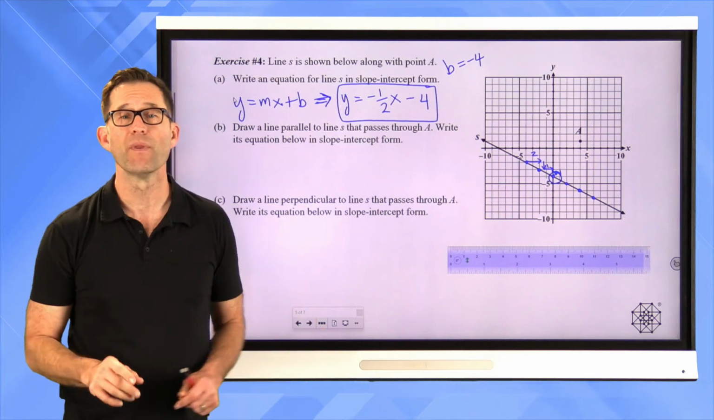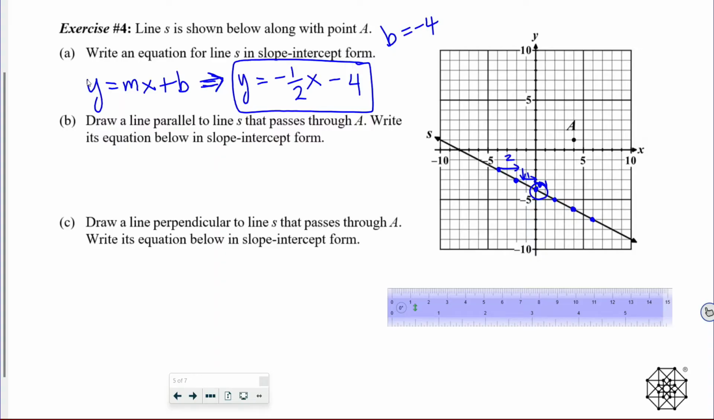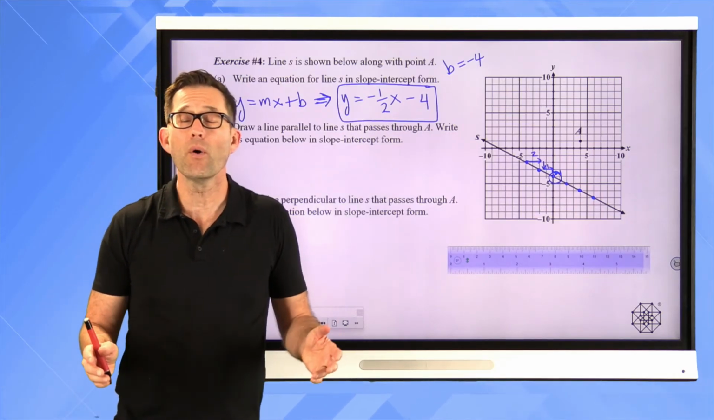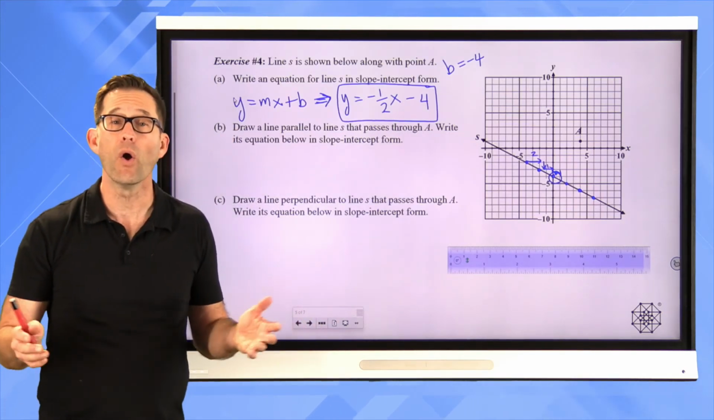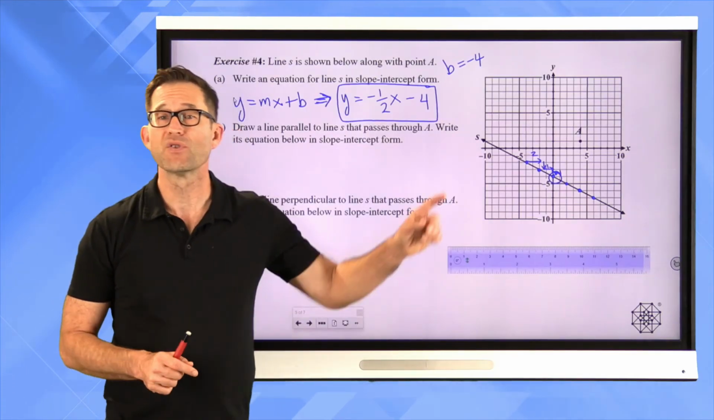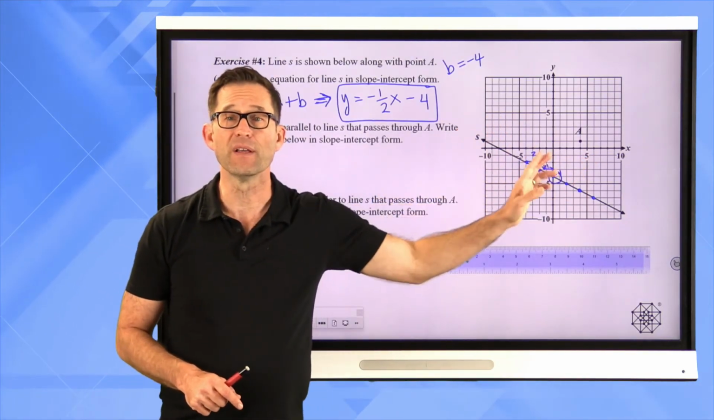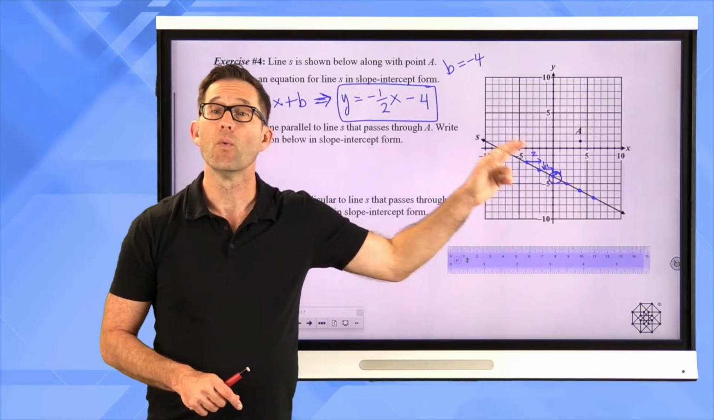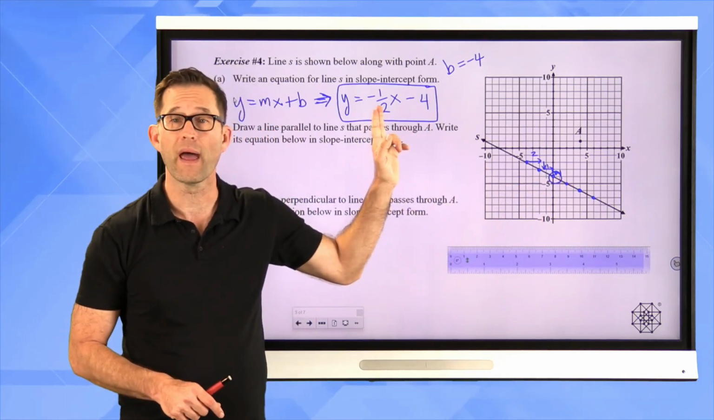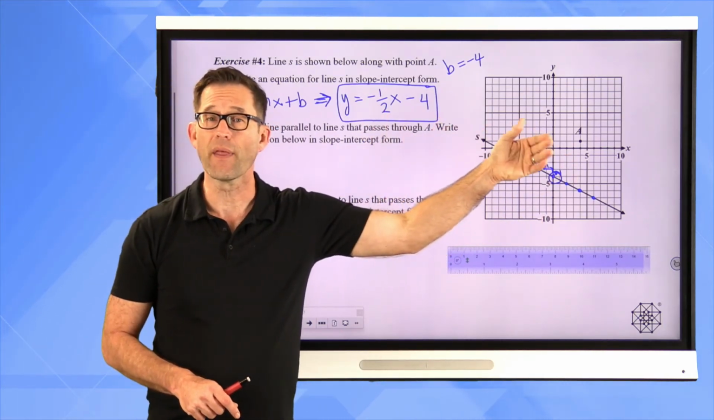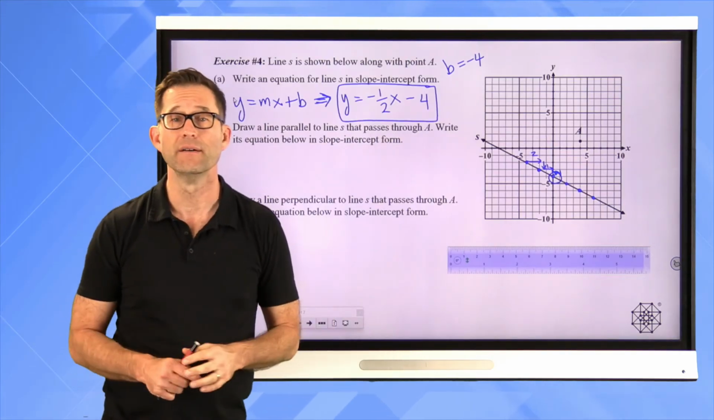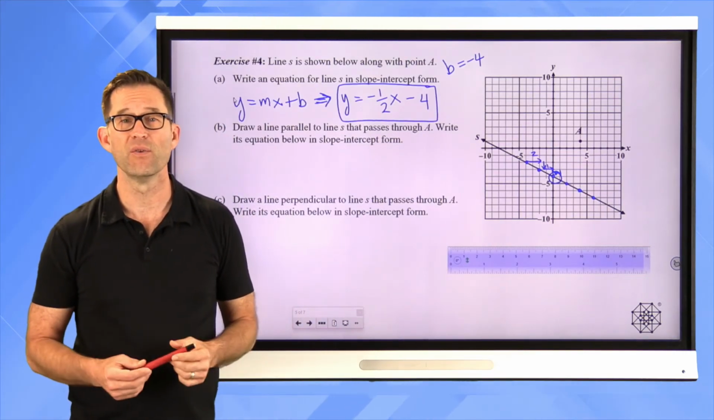All right, cool. Let's take a look at letter B. Draw a line parallel to line S that passes through A. Write its equation below in slope-intercept form. All right, well, what do we know about two parallel lines? We know they have the same slope. So the line that passes through A that's parallel to line S will also have a slope of negative 1/2. So see if you can draw that. Go ahead and pause the video now and do that.